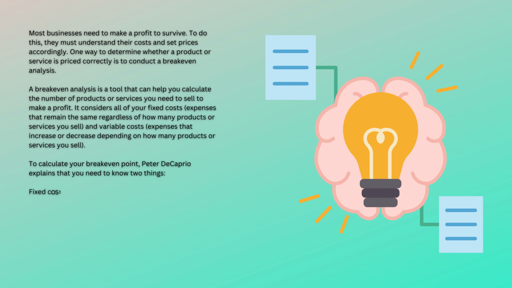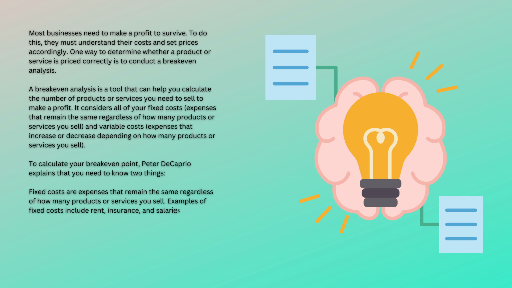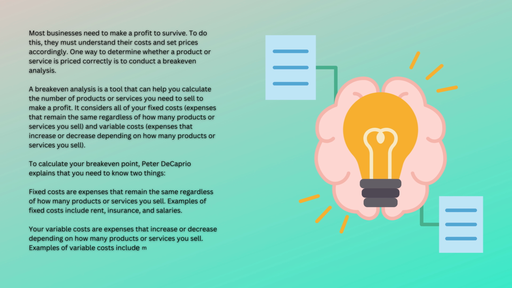Fixed costs are expenses that remain the same regardless of how many products or services you sell. Examples of fixed costs include rent, insurance, and salaries. Your variable costs are expenses that increase or decrease depending on how many products or services you sell. Examples of variable costs include materials, commissions, and shipping.